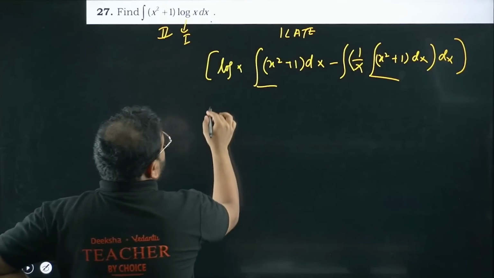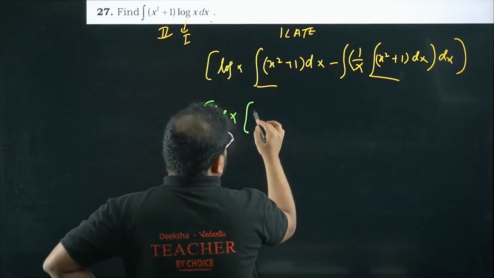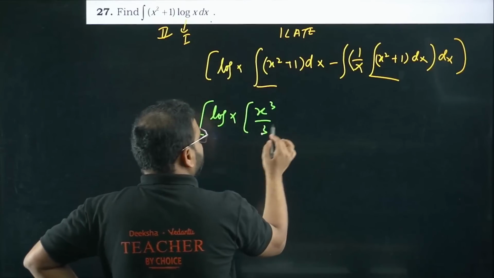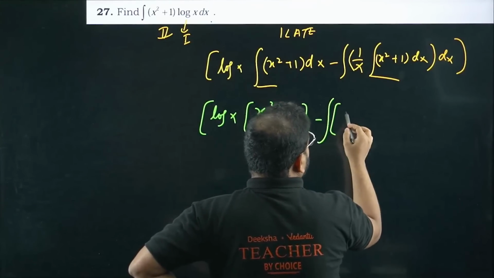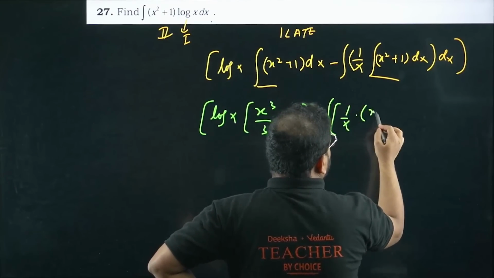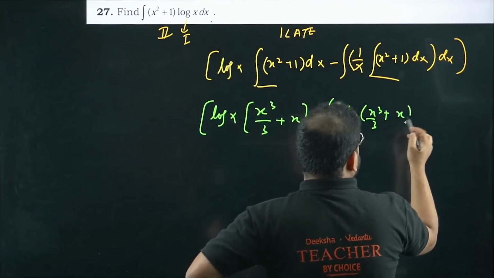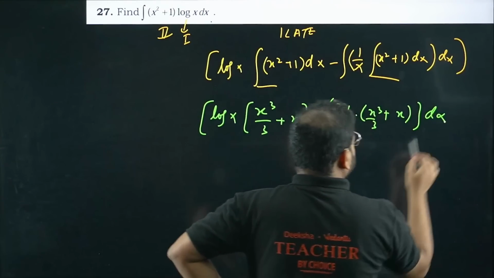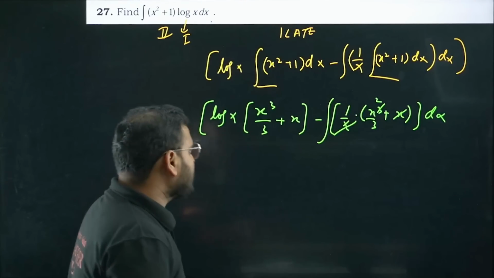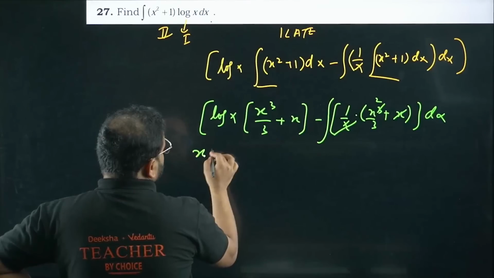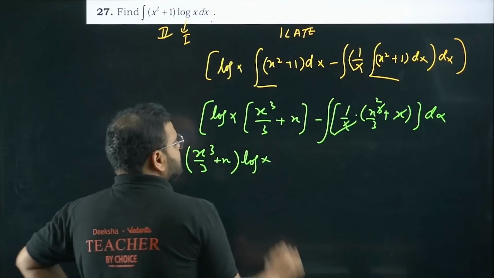What I'm getting over here is simply log of x, and the integral will become x cube by 3 plus x. Okay. I'll have here integration 1 by x, and the same thing, x cube by 3 plus x, dx. Now cancel this, this is cancelled with x. I'm getting here x cube by 3 plus x times log x, right?